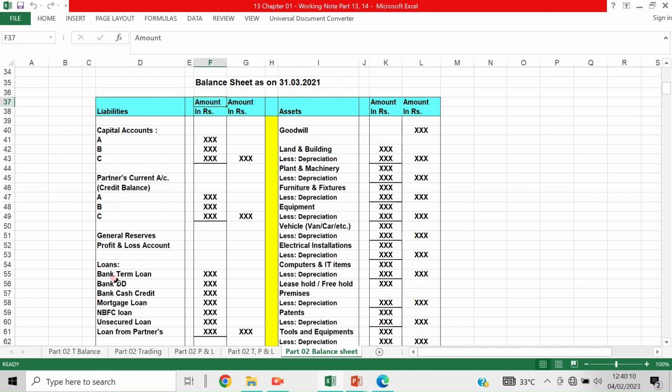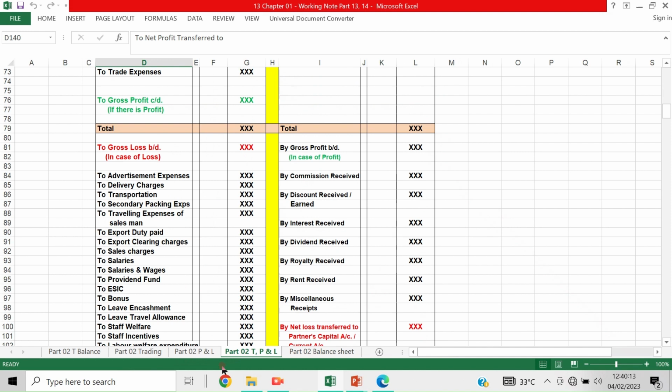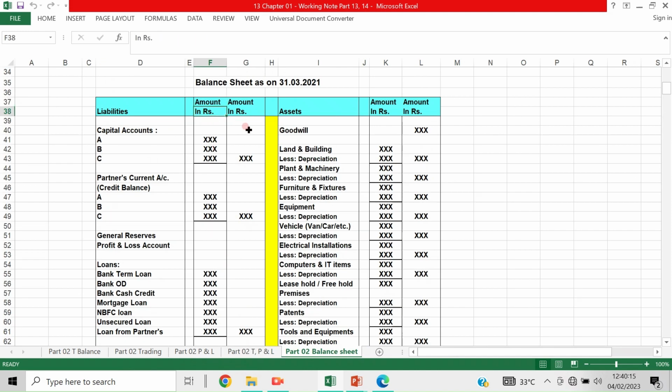Okay, we also take the trading profit and loss account. We have taken two columns, inner column and outer column. So capital accounts of A, B, C. If it is a current capital account, it is a fluctuating capital account, or it is a fixed capital method. If it is a fixed capital method, we will take it like this: capital account of partner A, partner B, partner C. This total will be taken here.